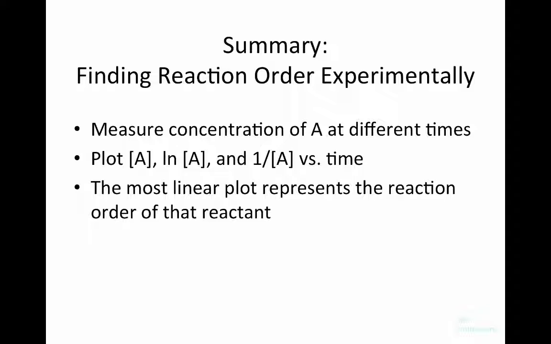So, quick summary of how to find the reaction order experimentally. Measure your concentration of A at different times, and make 3 different graphs: concentration of A versus time, natural log of A versus time, and 1 over concentration of A versus time. Find the plot that's the most linear. That represents the reaction order of the reactant you're examining.